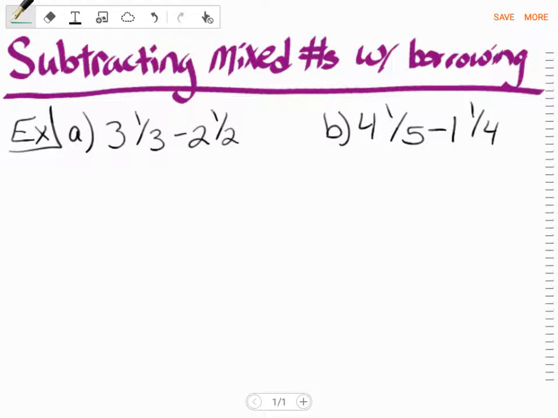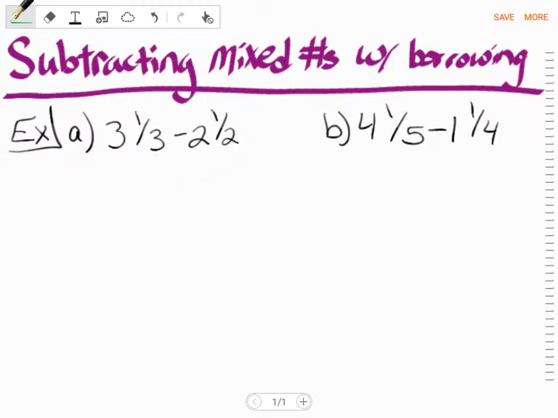I'll show you a way to do it with borrowing, and then I'll show you a way that you can actually subtract these where you don't have to borrow. It's just a little bit more steps. So just so that you are familiar with both ways, you need to pick one way that works for you, and that's the way that you need to work. Watch both of these, see which one makes more sense to you, and that is how I would like you to be working it. I don't care which one it is, as long as it's the one that works better for you. So let's look at A here.